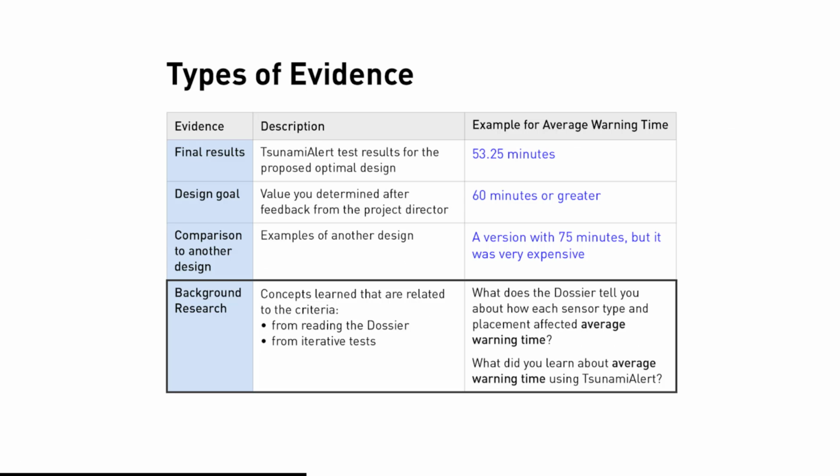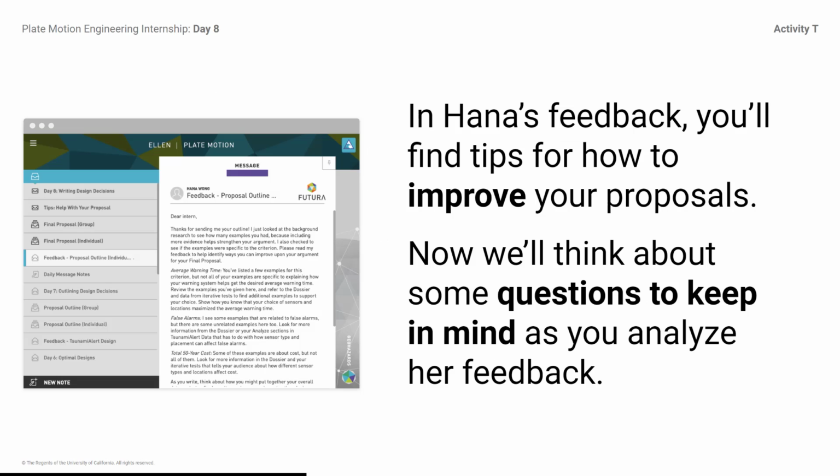Types of evidence. Review the different types of evidence described in the table. Concepts learned that are related to the criteria from reading the dossier, from iterative tests. What does the dossier tell you about how each sensor type and placement affected average warning time? What did you learn about average warning time using Tsunami Alert? In Hannah's feedback, you'll find tips for how to improve your proposals.